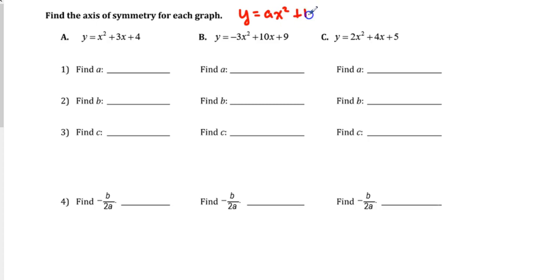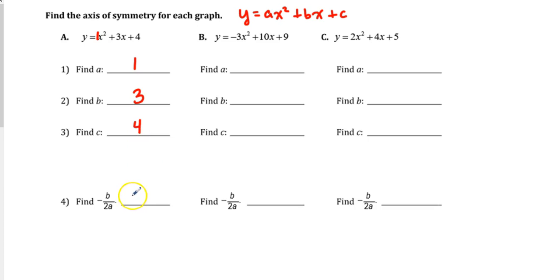B is the coefficient of x. And c is the constant term, just the number by itself. So when I'm identifying a, b, and c, there's a 1 in front of x squared, so that's our a. There's a 3 in front of x, that's our b, and the c value is positive 4.